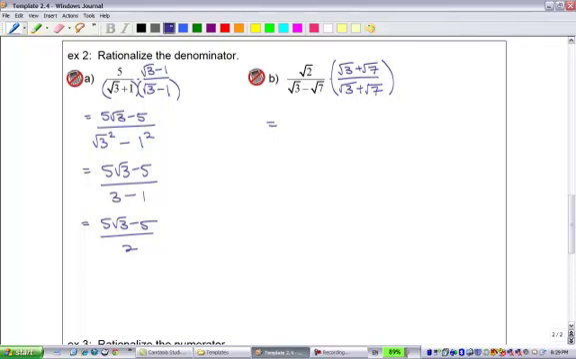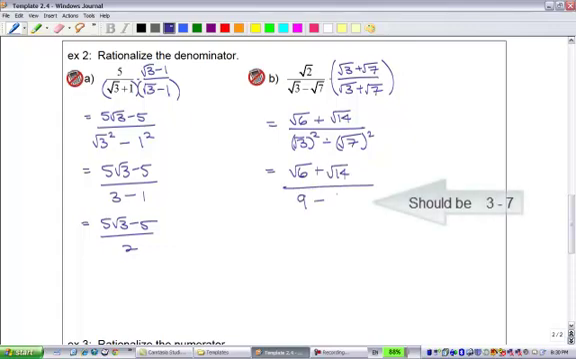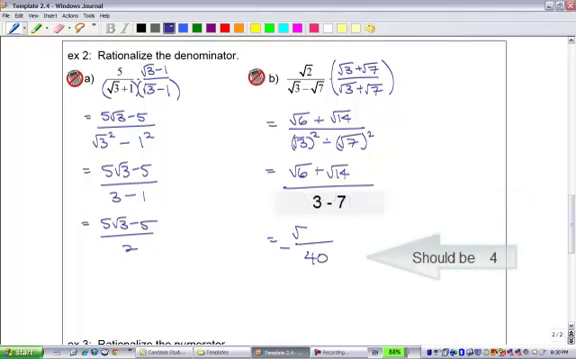In the numerator, root 2 times root 3 is root 6, plus root 14. In the denominator, again, difference of squares. So that's root 3 squared minus root 7 squared. And we end up with root 6 plus root 14 in the numerator, 9 minus 49 in the denominator, which works out to be negative 40. So root 6 plus root 14 over negative 40.